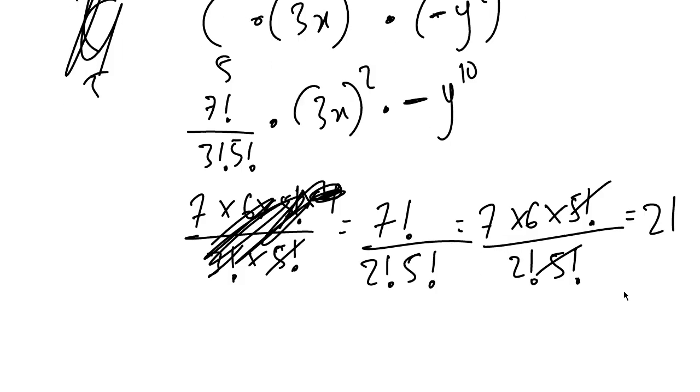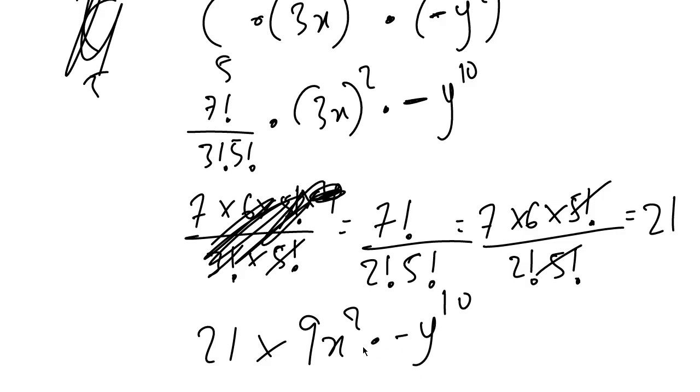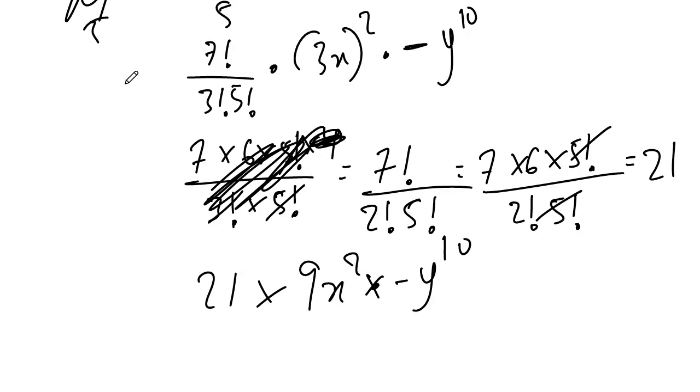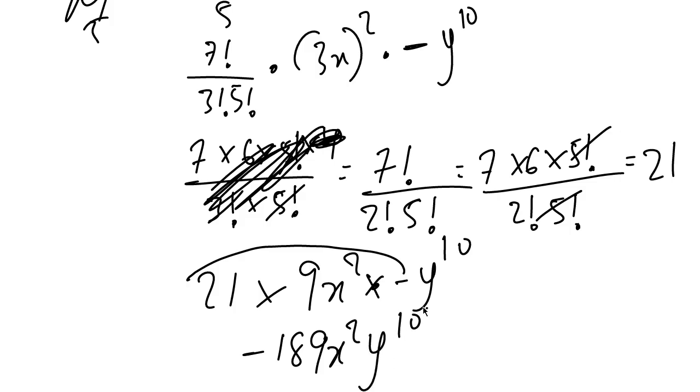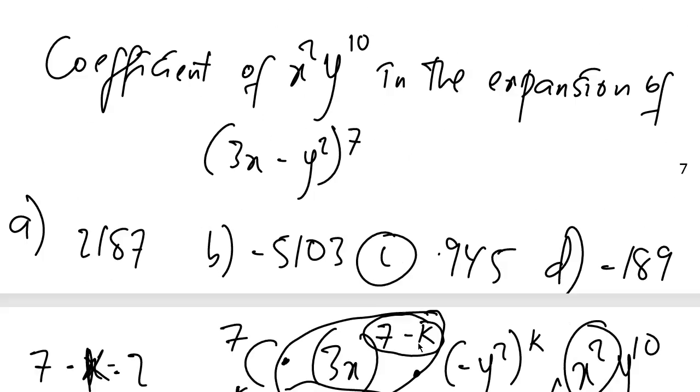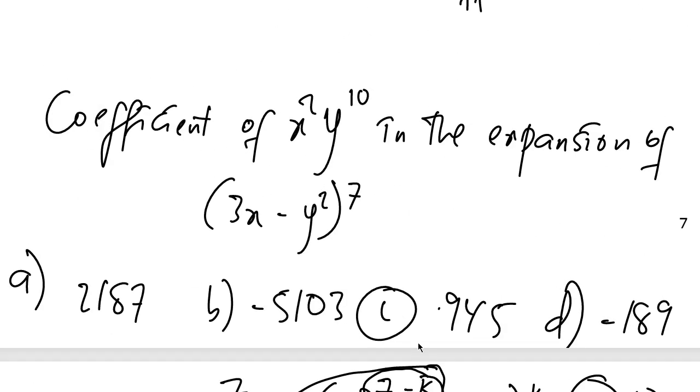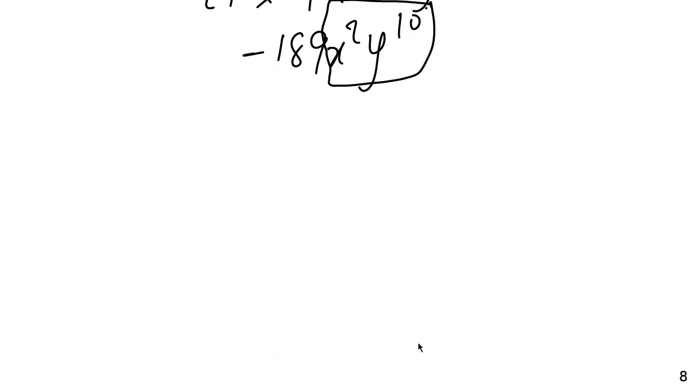So that's 7 combination 5. So 21 multiplied by 3 squared is what? 3x all squared is what? 9. Isn't it? So that's 9x squared multiplied by negative y to the power 10. Still the same thing. You get? So 21 times 9 is what? 189. Right? So take this minus back. That'll be negative 189 x squared y to the 10. And what's the coefficient? Minus 189. The correct answer is option D. Do you understand? Very good.